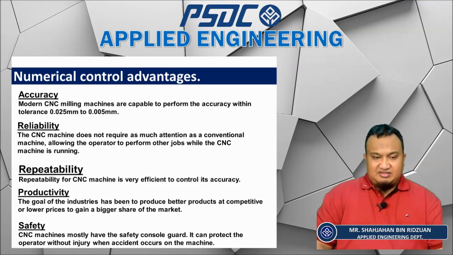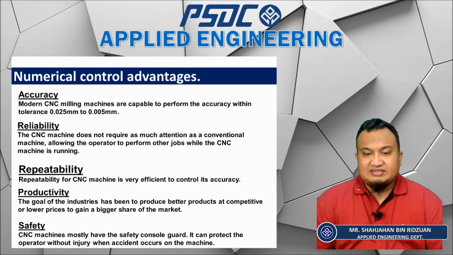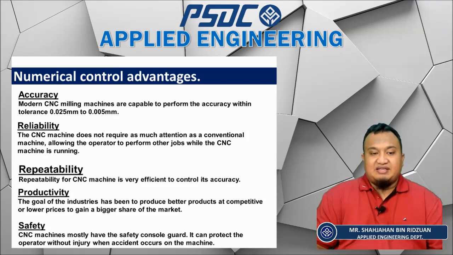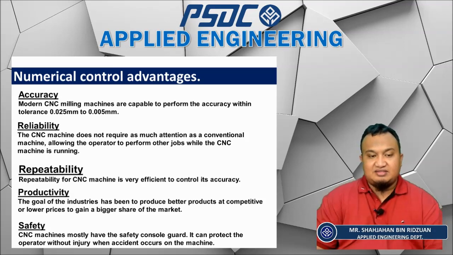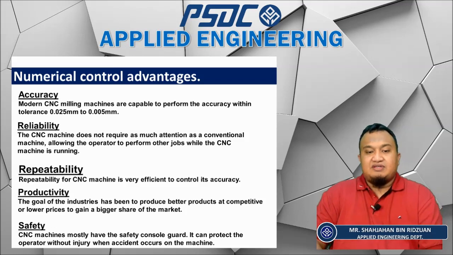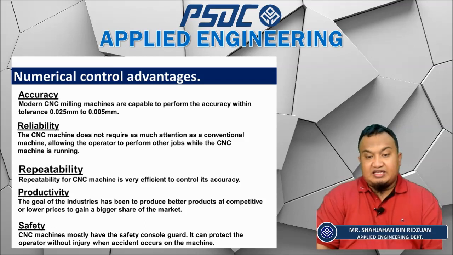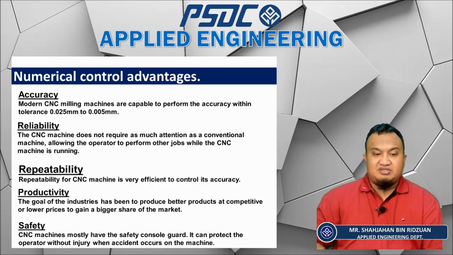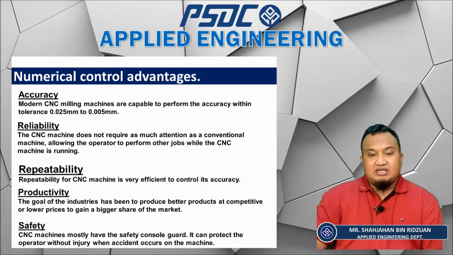The goal of industries has been to produce a better product at a competitive and lower price to gain a bigger share of the market. And last is safety. CNC machines must have a safety control guard that can protect operators from injury when an accident occurs on the machines.